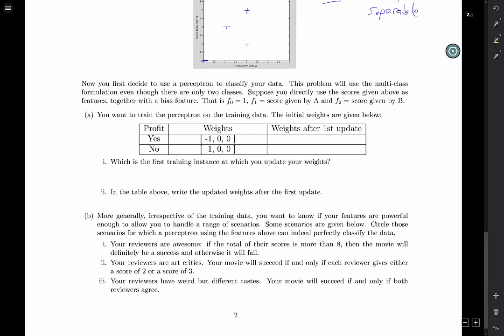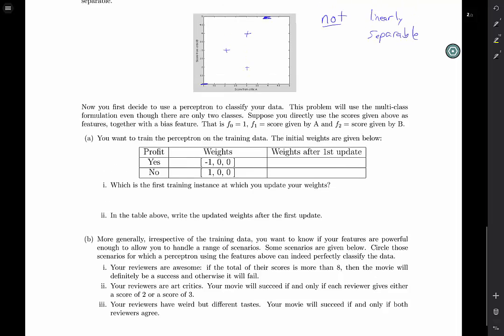Okay, so moving on, they say, now you first decide to use a perceptron to classify your data. In this problem, you'll use the multi-class formulation even though there are only two classes. Suppose you directly use the scores given above as features together with a bias feature, that is F0 equals 1, F1 equals score given by A, and F2 equals score given by B. So you want to train the perceptron on the training data. The initial weights are given below. So the first thing they ask us is, which is the first training instance at which you update your weights?